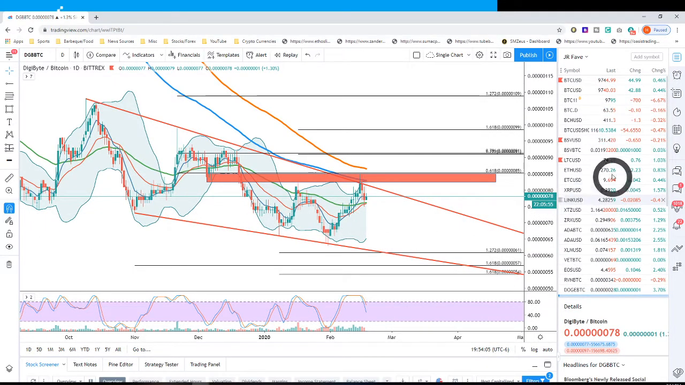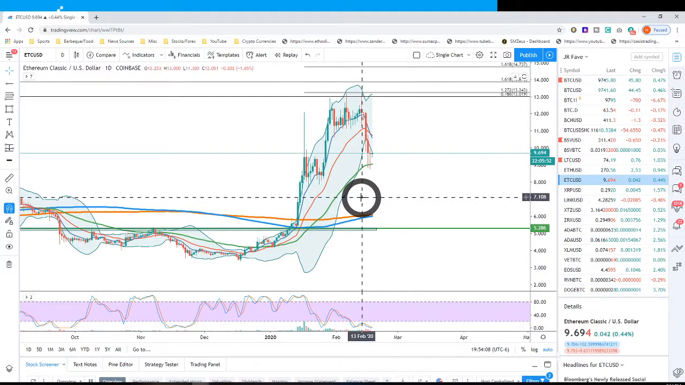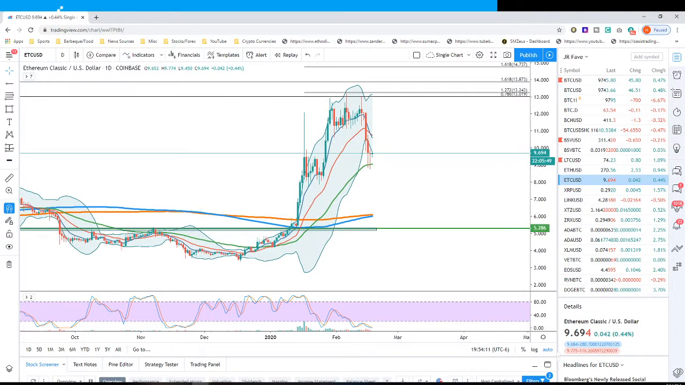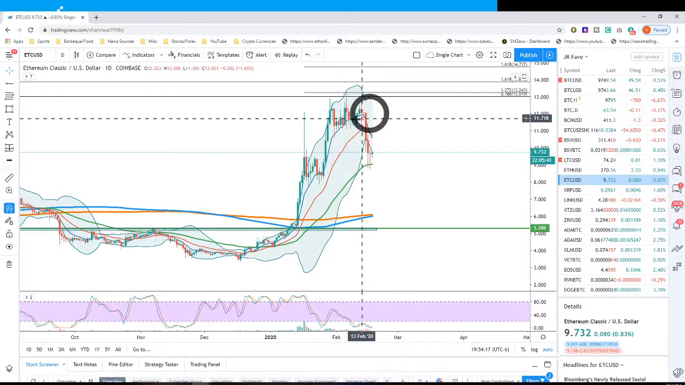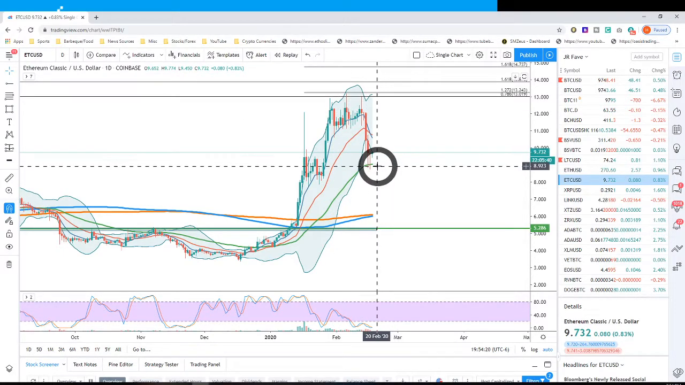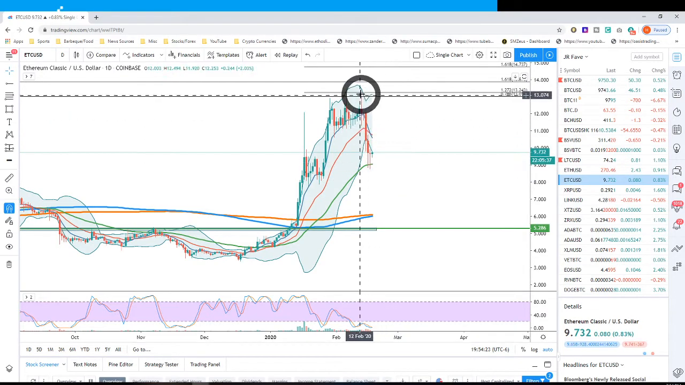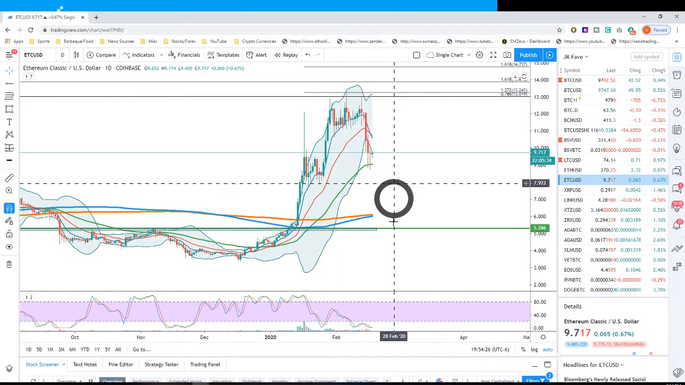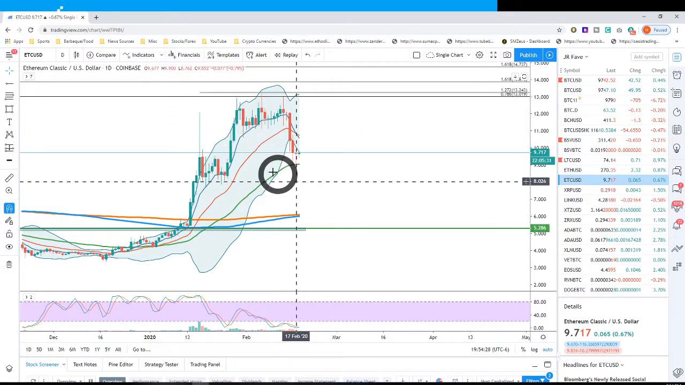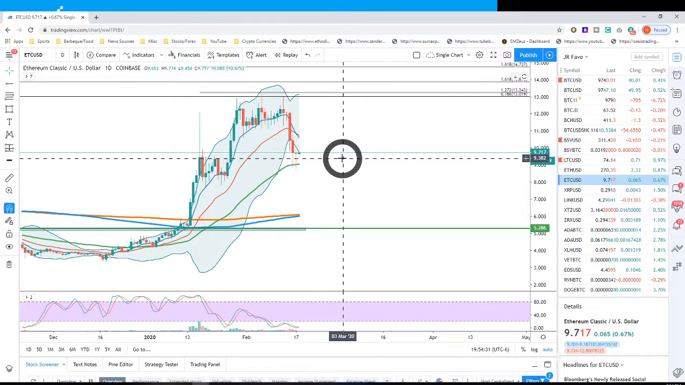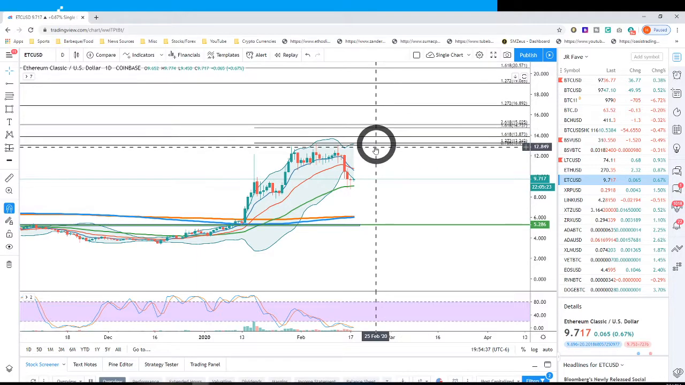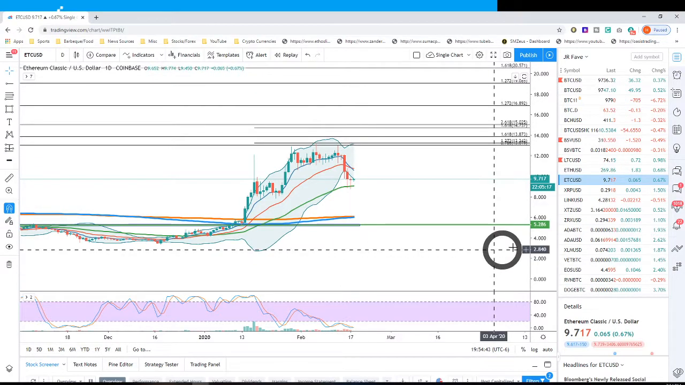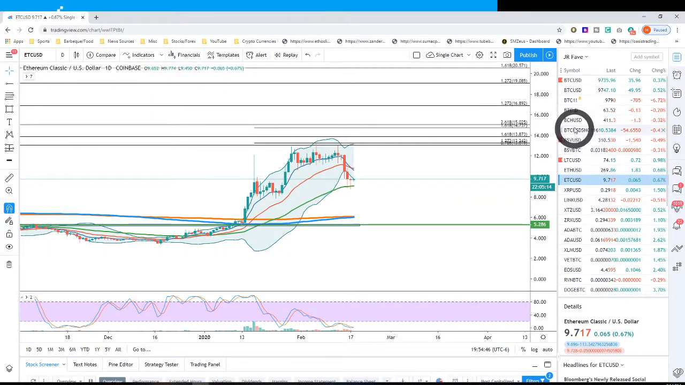What else do we got? Anything else? ETC, haven't really gone over that one. Oof. Not good. But fun move while it lasted. That's ugly. We'll see. Maybe it can get a pop back up. ETC, we already gone over XRP.